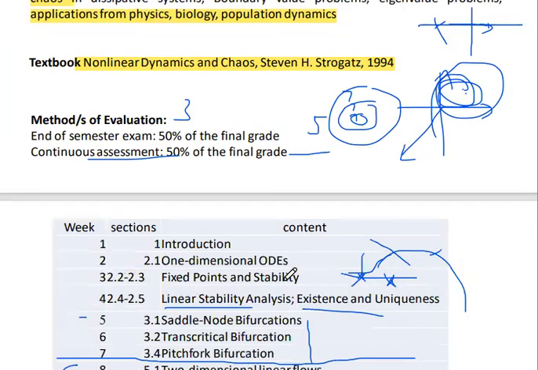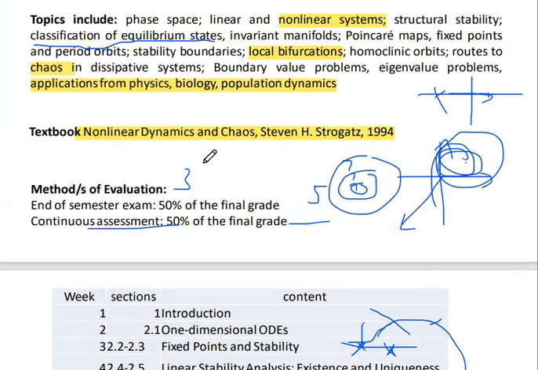If you consider a dynamical system, it is characterized by a set of variables that represent state variables.